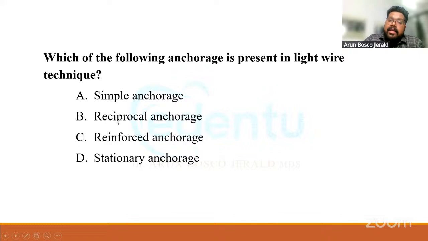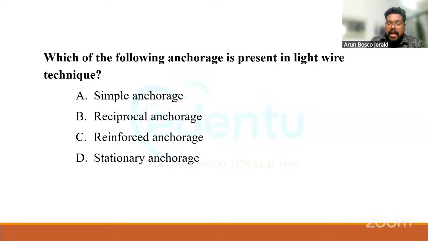That is why it is called reciprocal anchorage. Reinforced anchorage means that to aid in retraction or tooth movement of one unit, you are adding some other mechanics, mechanotherapies or different appliances to reinforce anchorage. It is also called augmented anchorage. And the fourth one is stationary anchorage.